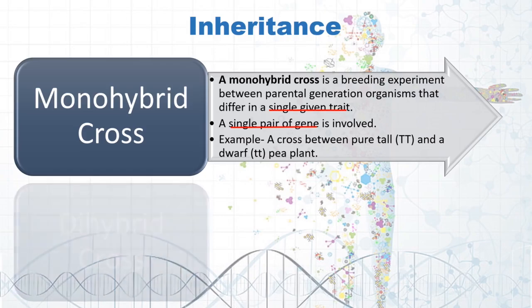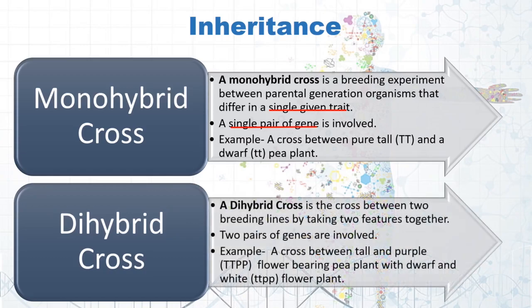Moving on, a dihybrid cross. It is the cross between two breeding lines by taking two features together. This means we will now be dealing with two traits at a time, like height of the plant and flower position along with it. Two pairs of genes are involved in a dihybrid cross. If we are talking about two characters, two genes are going to be involved.